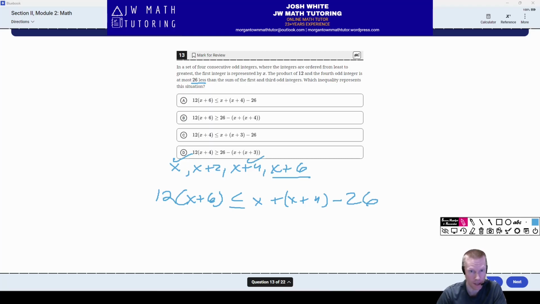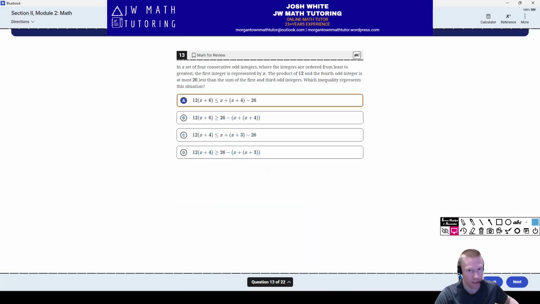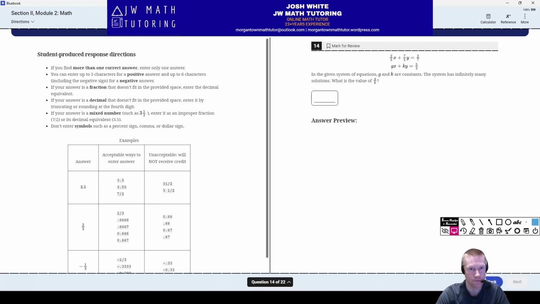So now we can just go through and look at the answers and see which one matches. Okay, obviously these are wrong. These are not multiplying 12 and the fourth integer. We're down to these two, and we can see B is clearly wrong because it has the 26 in front. It's subtracting the two integers, right? So this one's obviously wrong. So the correct answer for this one is just going to be letter A.